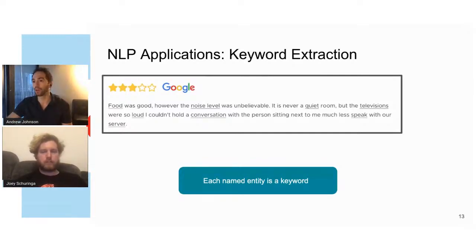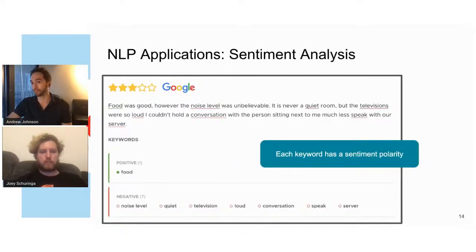Then the next step is applying sentiment analysis. For each of these keywords, you can see it's underlined in green or red for its sentiment polarity. Food is good, so the keyword food is positive. Noise level is unbelievable, so noise level sentiment is negative. This is target-based sentiment analysis, because it's more fine-grained than just predicting across the entire sentence. Finally, on top of that, for each of these keywords there would also be a class predicted. So maybe food would be in the food category, and noise level might be in a category about the ambiance of the location.